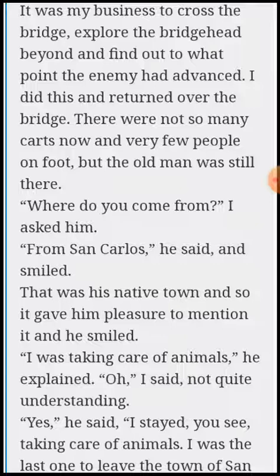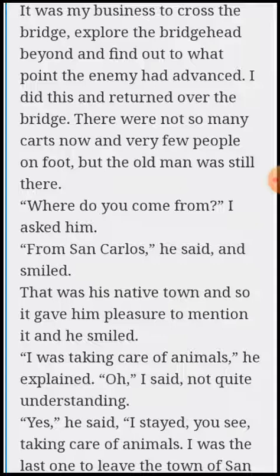That was his native town, and so it gave him pleasure to mention it, and he smiled. Then, when the old man told him that he had come from San Carlos, he felt happy. Why did he feel happy? Because it was his native town, and it gave him pleasure to mention it. So that's why he smiled.